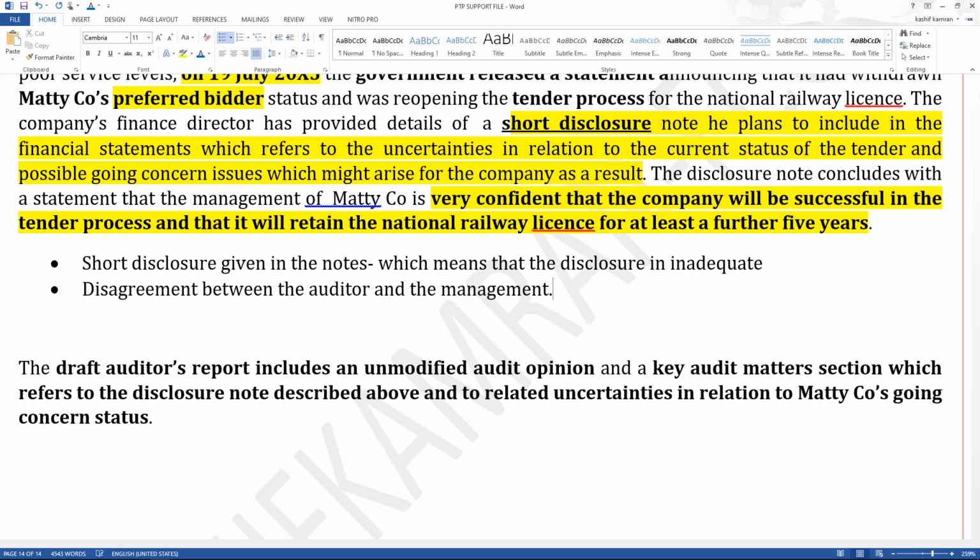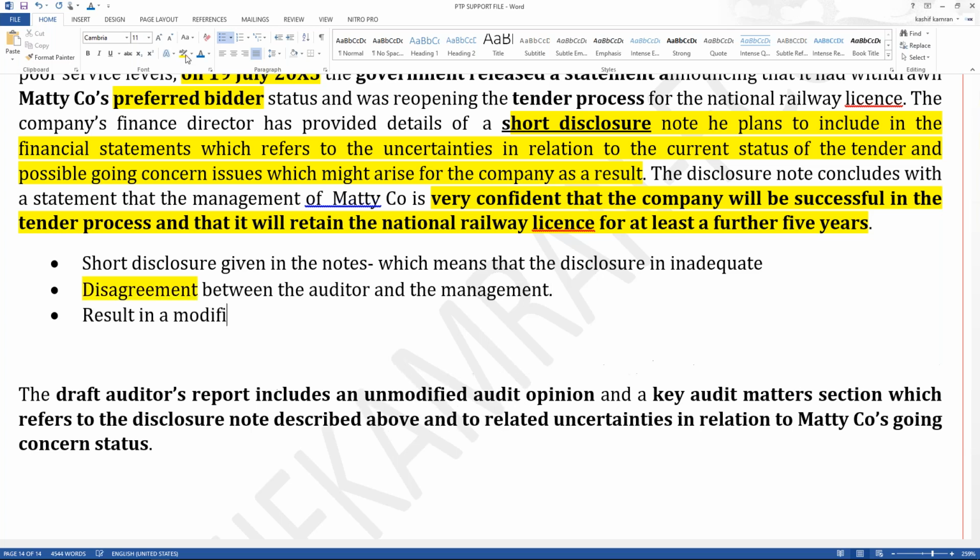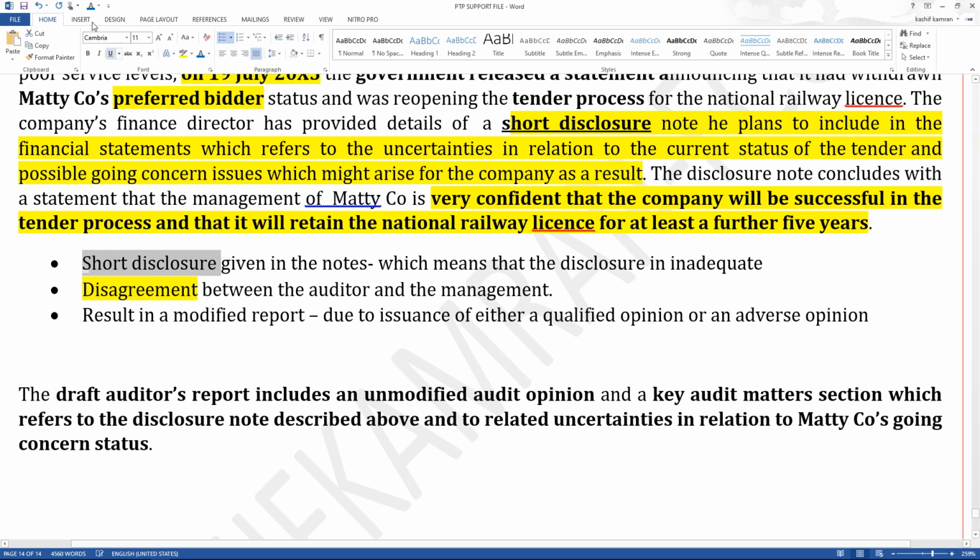So if there is a disagreement between the auditor and the management, will that result in a modified report due to issuance of either a qualified opinion because there is a disagreement, or an adverse opinion? If the note to the financial statement would have been adequate, then you would have given a paragraph, material uncertainty relating to going concern. But over here, the disclosure is not adequate. How can you give a paragraph relating to MURGC, right?